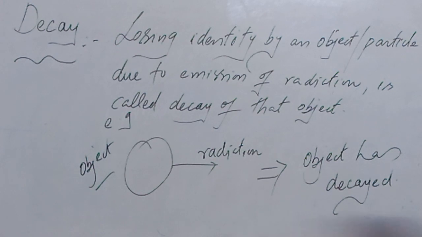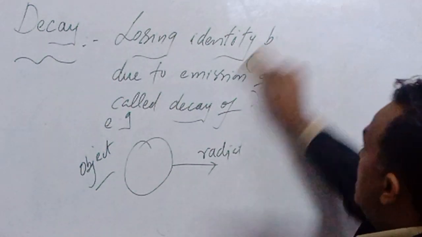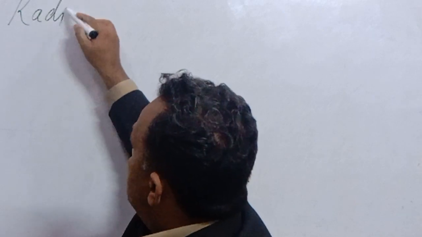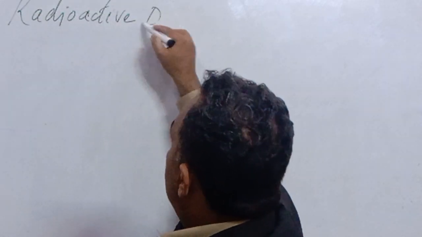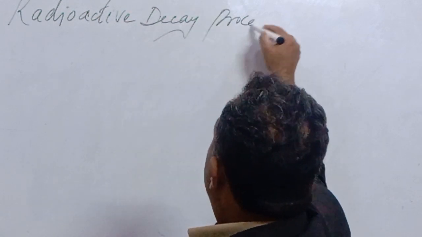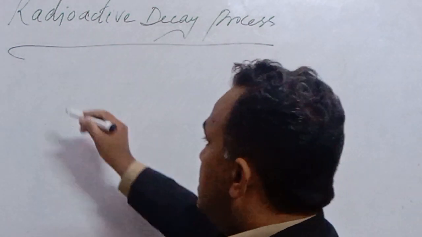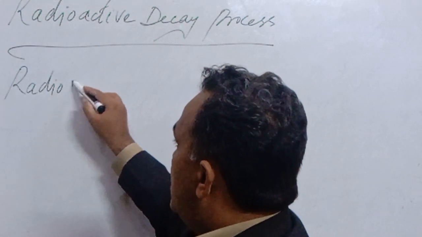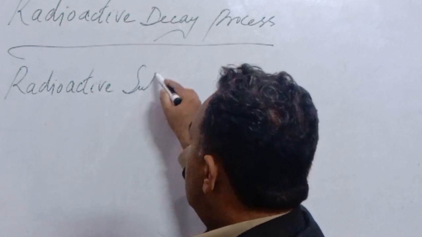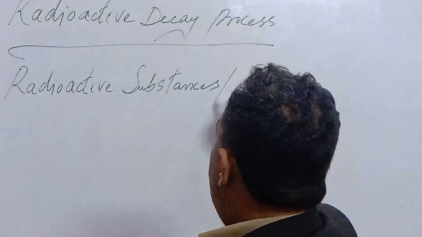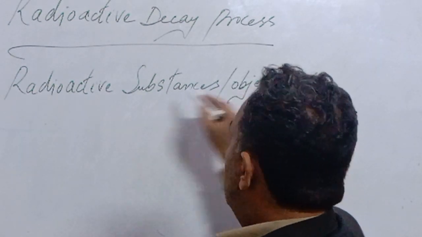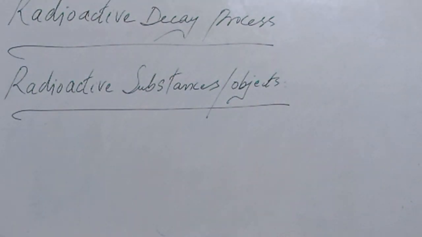Now we actually come to the radioactive decay process. First of all, before we go into the detail of this process, we can define the radioactive substances. Radioactive substances are radioactive objects. So how do we define the radioactive substances or radioactive objects?